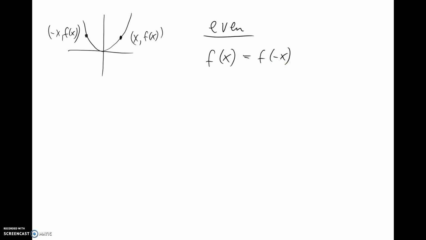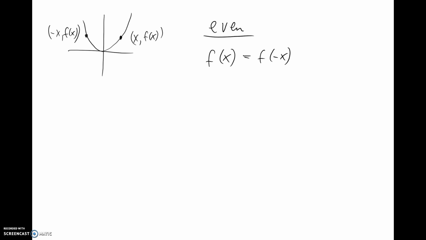And if you think about that too, if I took the original function, say y equals x squared, which is essentially what that function is on the left there, and I reflect it across the y-axis, it goes right on top of itself. So that means that it does fulfill the requirement of being an even function.